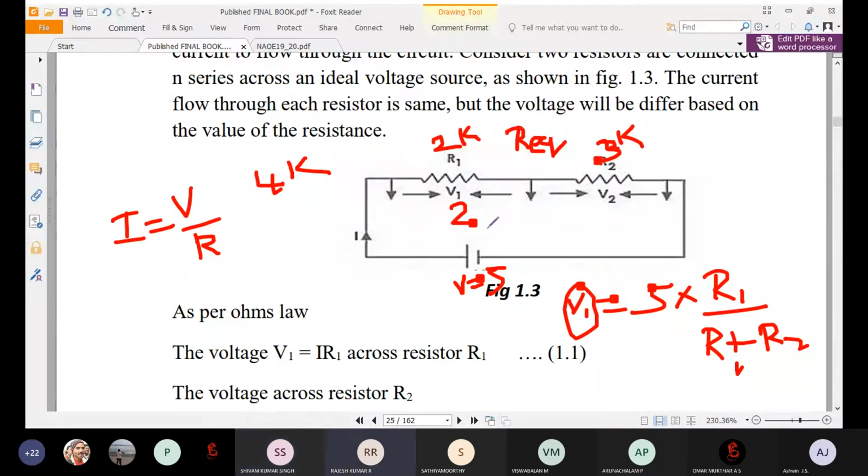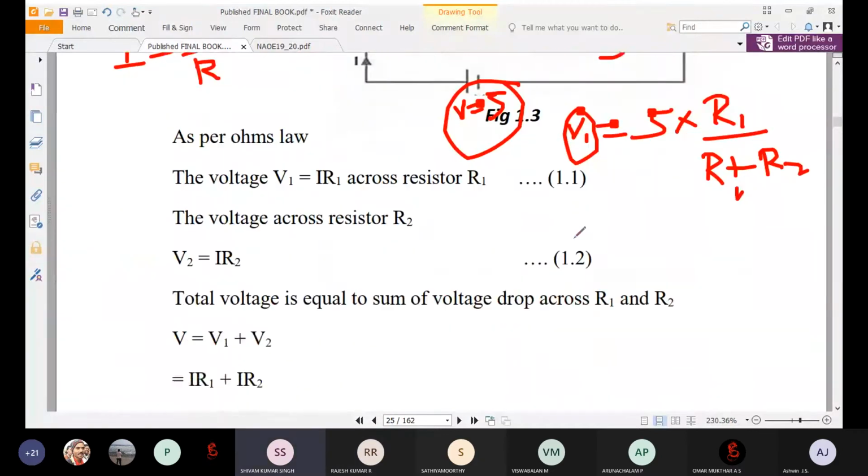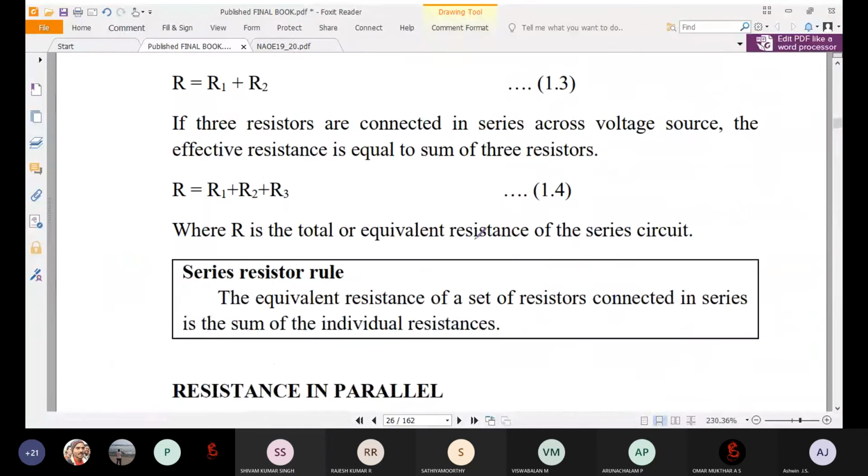Now the simple concept: if you get 2 volts here, what will you get across the other resistor, V2? It is simple logic. Out of the total 5, if 2 volts drop occurs here, surely the remaining 3 will be there. So the entire voltage will be 5 volts. That is the concept. So that will be the solution.